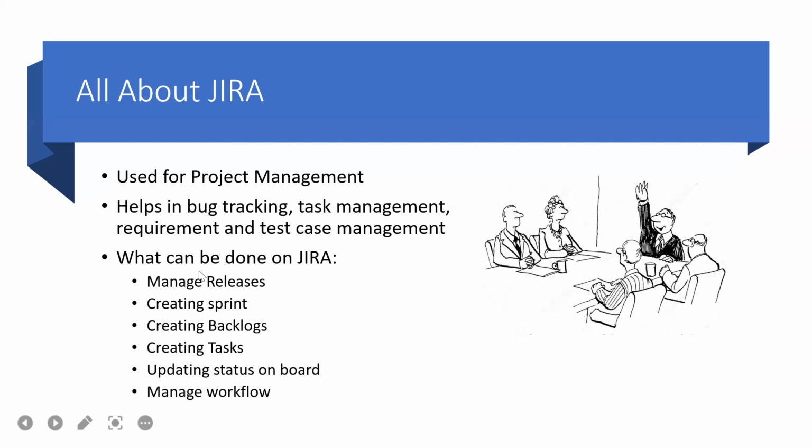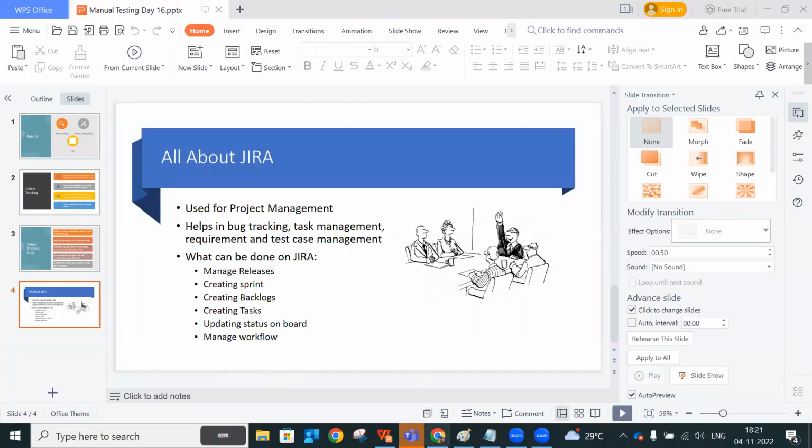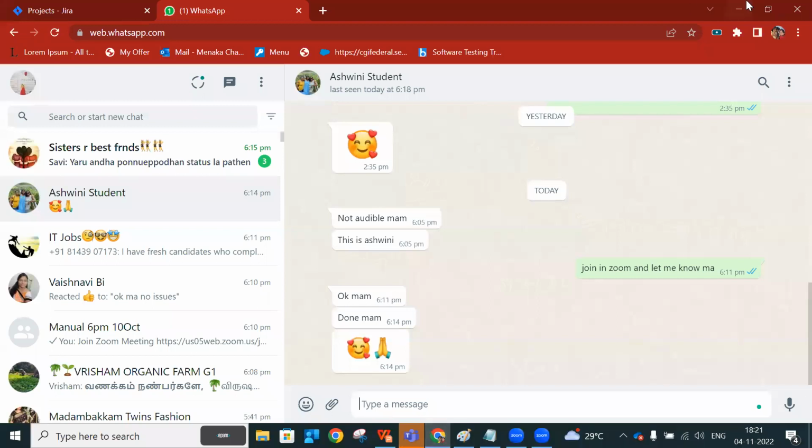Okay, so what can be done on Jira is it can manage release. If we define it for a release, it will be managed, and we can create sprints, we can create backlogs also, tasks also can be created. So updating status also can be done, and as I said, workflow can also be managed. Okay, so now we will go to Jira, we'll see how it works.